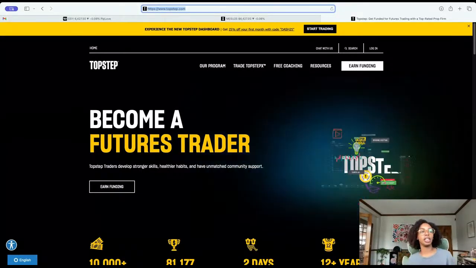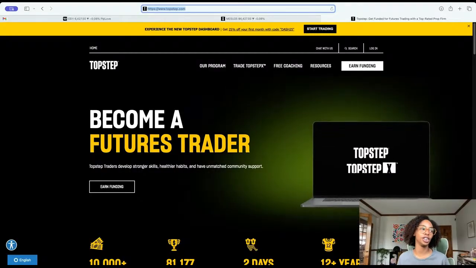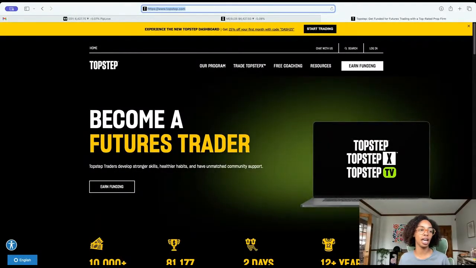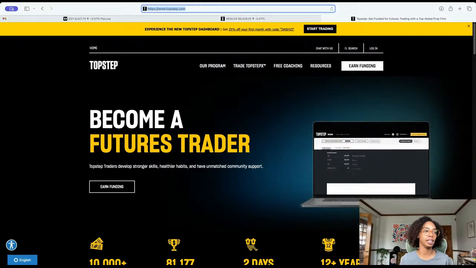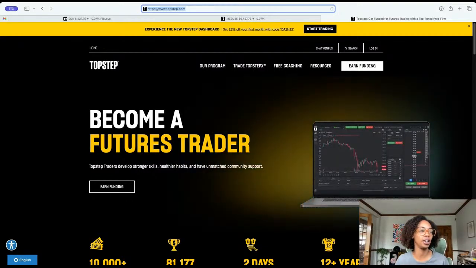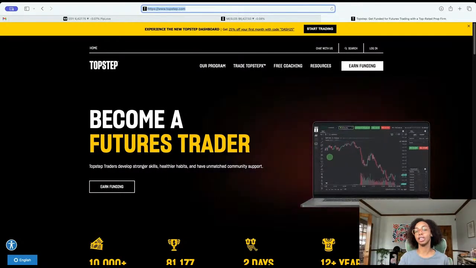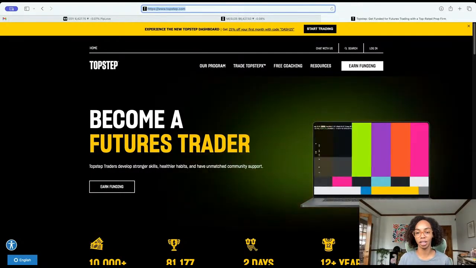So we don't want to be risking our own capital in the markets while we're still learning our strategy, while we're still practicing healthy risk management and sticking to our trading plan. So this is a way to give us a little buffer there. And once we get these payouts, you can use them. We're going to come up with a plan here.